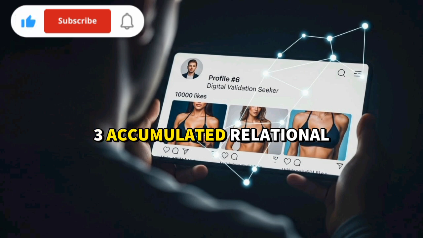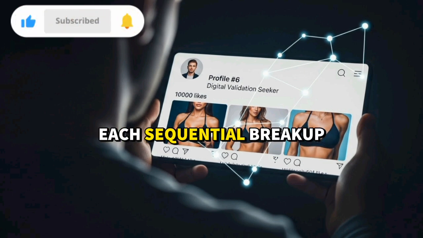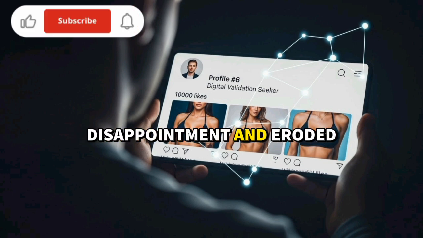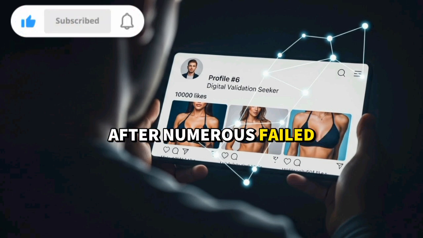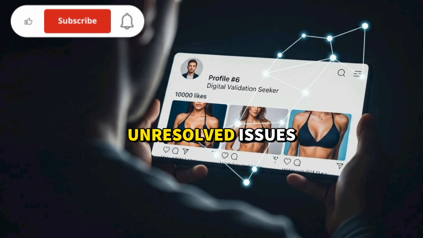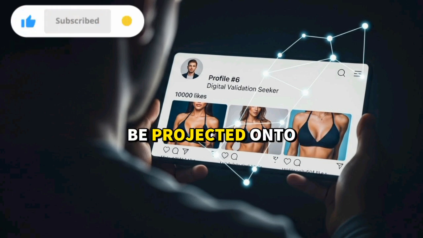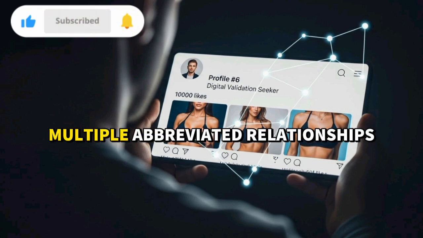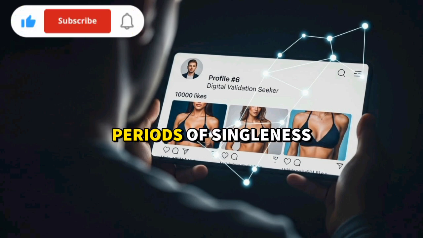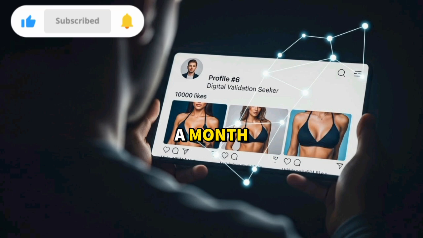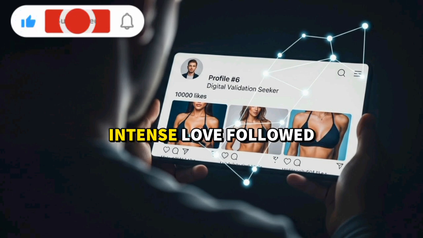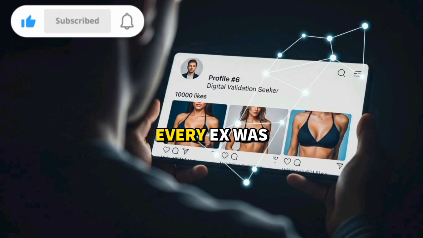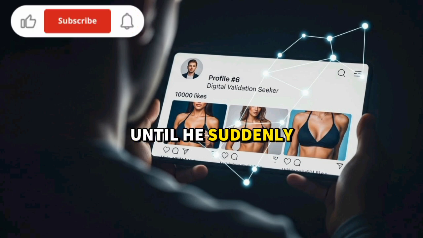3. Accumulated relational trauma. Each sequential breakup contributes to emotional baggage, resentment, disappointment, and eroded trust. After numerous failed attempts, she carries significant unresolved issues that will inevitably be projected onto a new partner. Key identifiers: a history of multiple, abbreviated relationships, periods of singleness lasting less than a month, a pattern of rapid, intense love followed by abrupt disillusionment, a narrative where every ex was perfect until he suddenly wasn't.